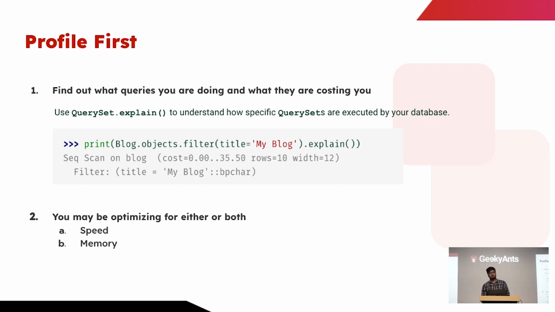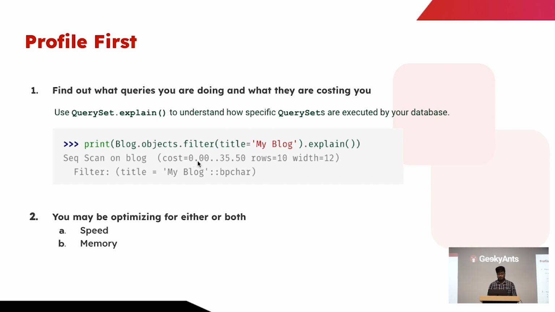To understand what a query set is doing, you can use the function explain. It gives you the cost of the operation that you're performing on the database with the ORM. Here is a small example. We have used the explain function on this filter of the query set. It says sequential scan on this blog object, gives the cost, shows that it scanned 10 rows to find this object, and that the total width was 12. This is a good example.